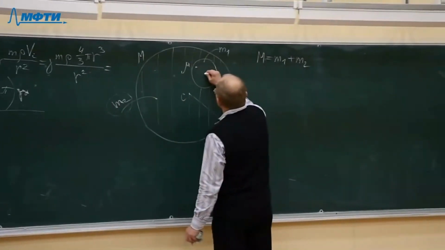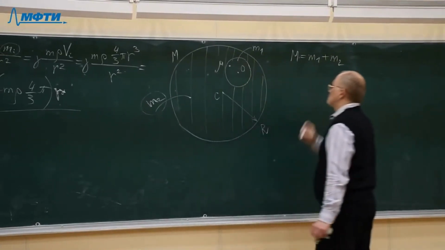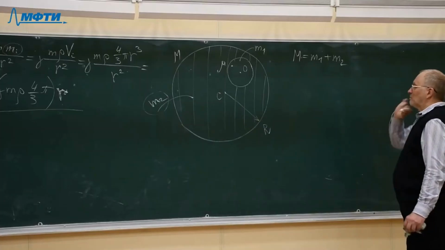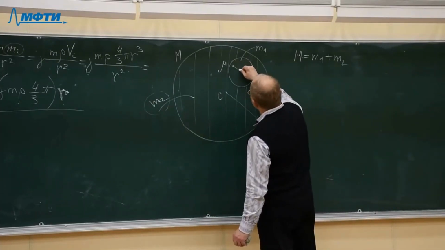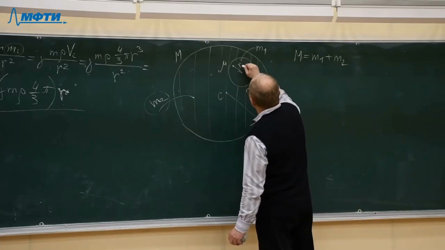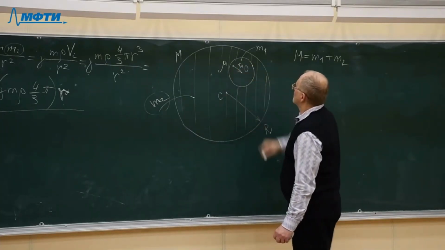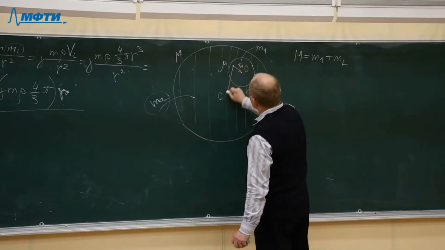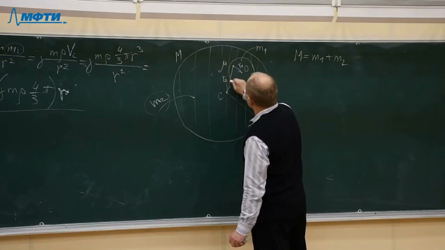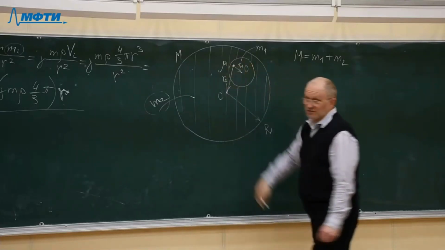Let this be the center of the small sphere, a center O. And let this be the distance r1 from the given point mu to the center of the small sphere. And let this vector be the distance r2 from this point mu to the center of the large sphere.